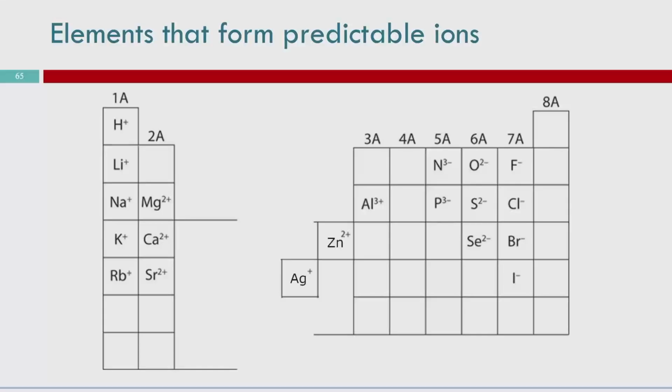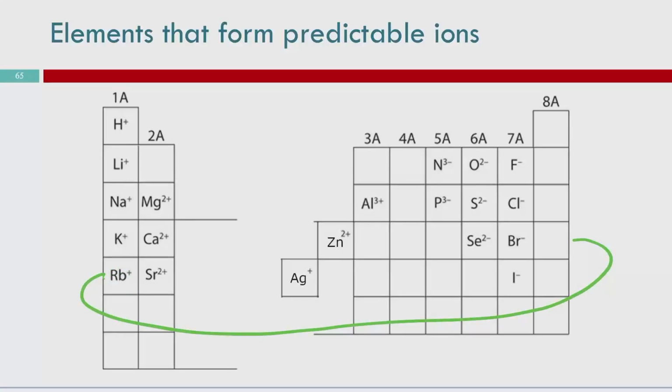Again, these are the elements that form predictable ions. Other than zinc and silver, these are all explained pretty nicely and neatly by our... Actually, zinc and silver kind of work too, but whatever. These all kind of fit nicely into what we've been talking about. So for our 1A, if any of these loses one electron, like rubidium, rubidium then becomes like whatever would go into that box, krypton. So it's like a noble gas.